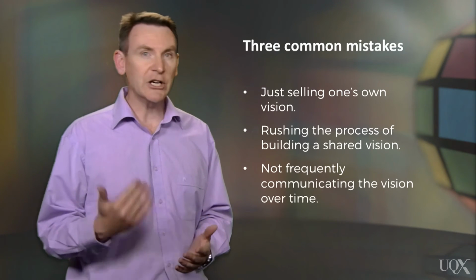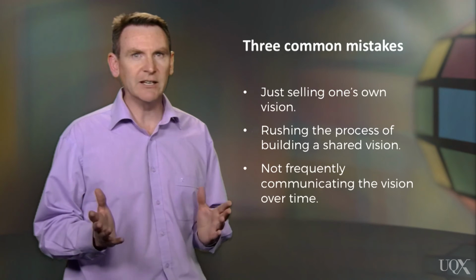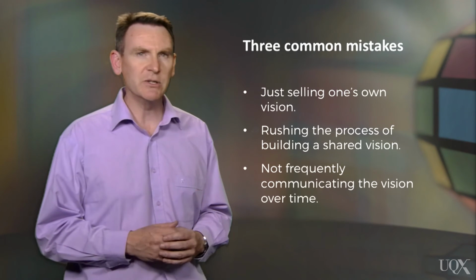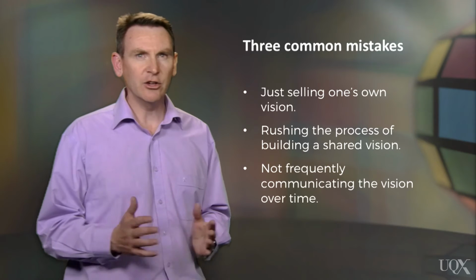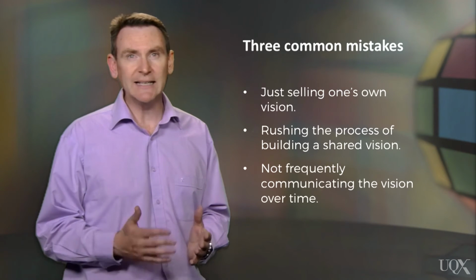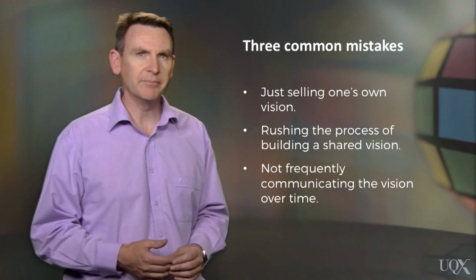The second is to rush the process and consequently develop something that does not engage members of the group. The third is failing to frequently communicate and reinforce the vision over time. Have you ever made any of these mistakes? I have. So what process should we use to build a shared vision? Whilst there are several possible approaches, let's look at a common 4-step process a team leader may use.